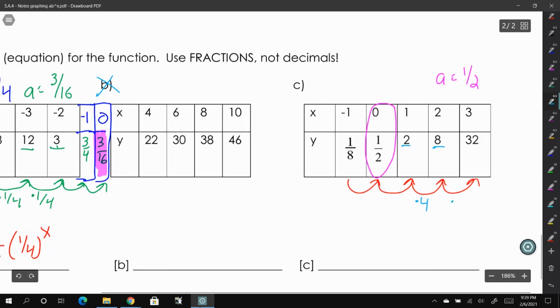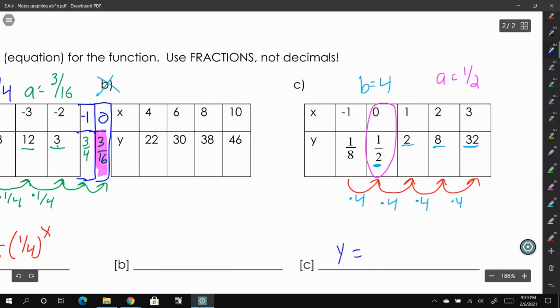8 times 4 is 32. 1/2 times 4 is 2. 1/8 times 4 is... sorry, 1/8 times 4 is 1/2. That's what I meant. Our b value is 4. So y equals 1/2 times 4 to the x power.